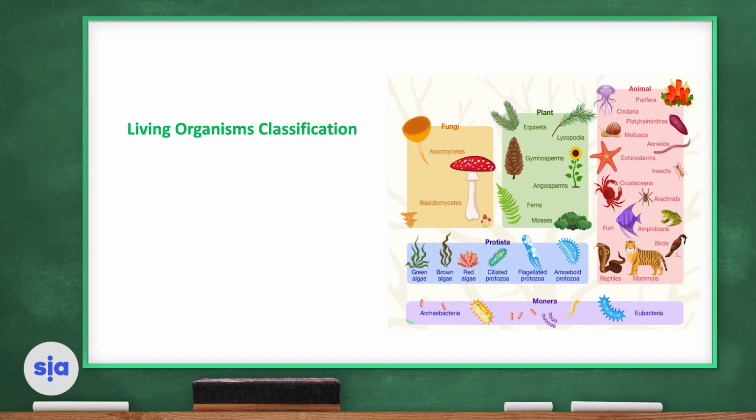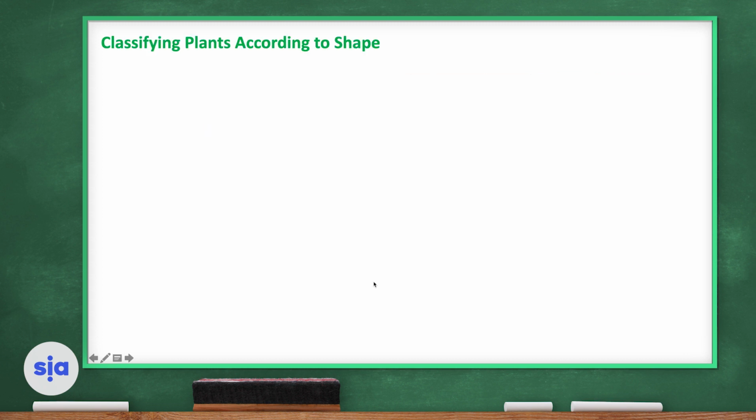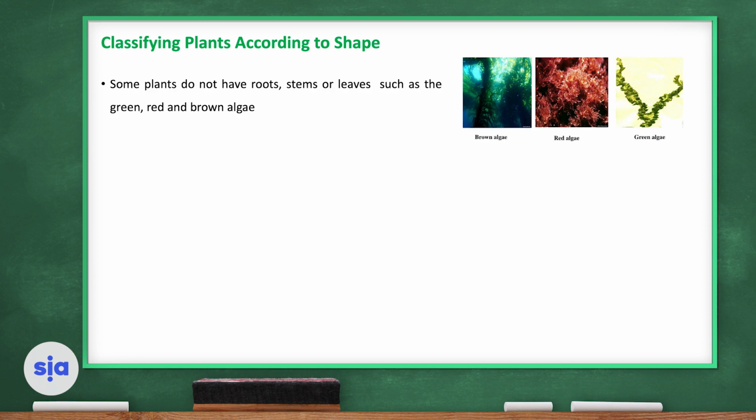Classification of living organisms. Due to the great diversity of living organisms, it became necessary to classify them into groups based on similar characteristics. So we put the plants together, the animals together, the microorganisms together, and so on, in order to study them easily. We can classify plants according to their shape.